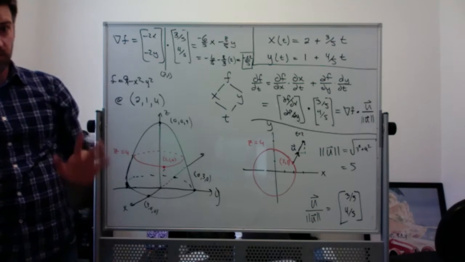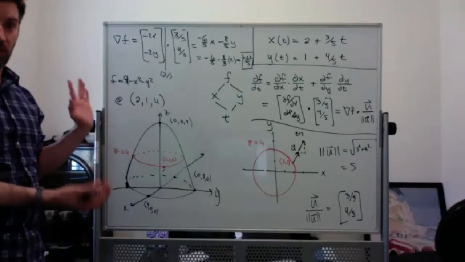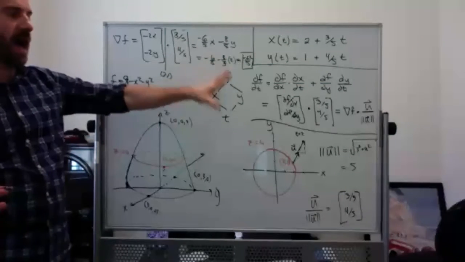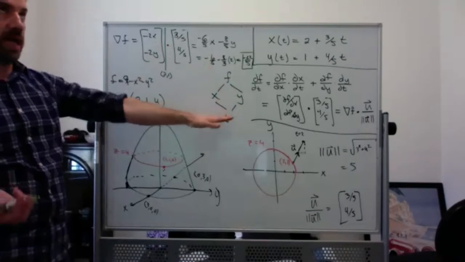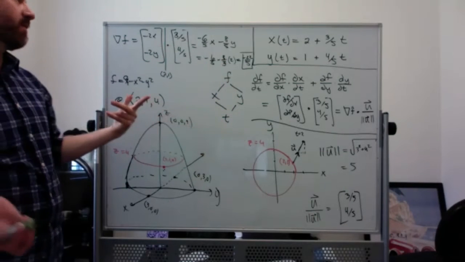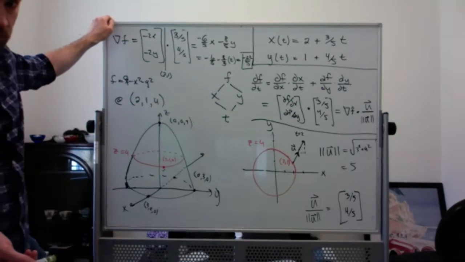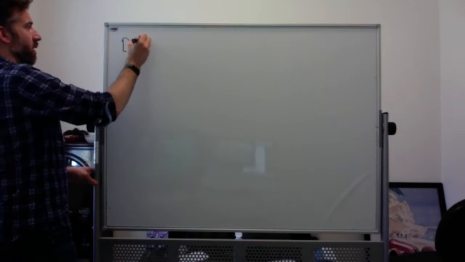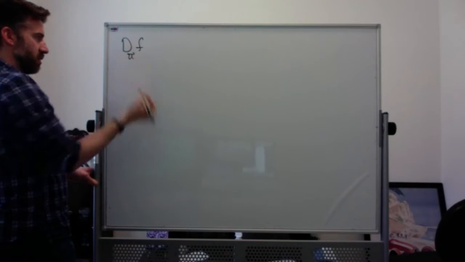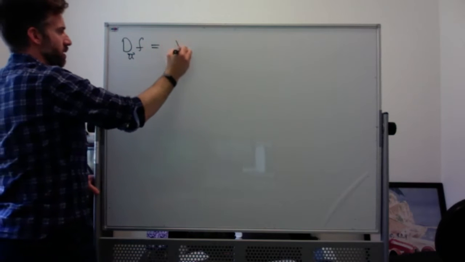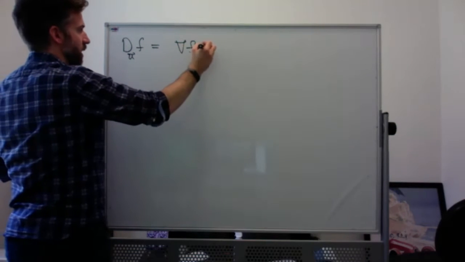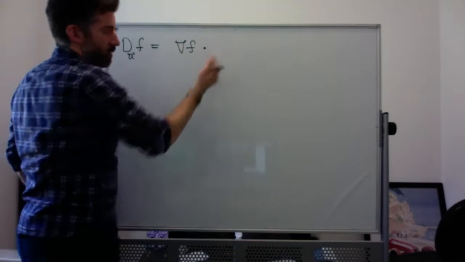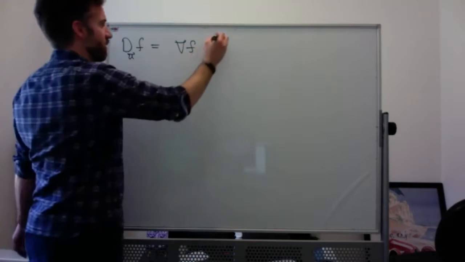Okay, so that's the example I want to point out. Now, you don't really have to know any of this, to be perfectly honest, except that you do need to know the following about directional derivatives. The directional derivative of the function f in the direction of u is exactly the gradient of f dotted with u. People think of it different ways. I think of it this way.